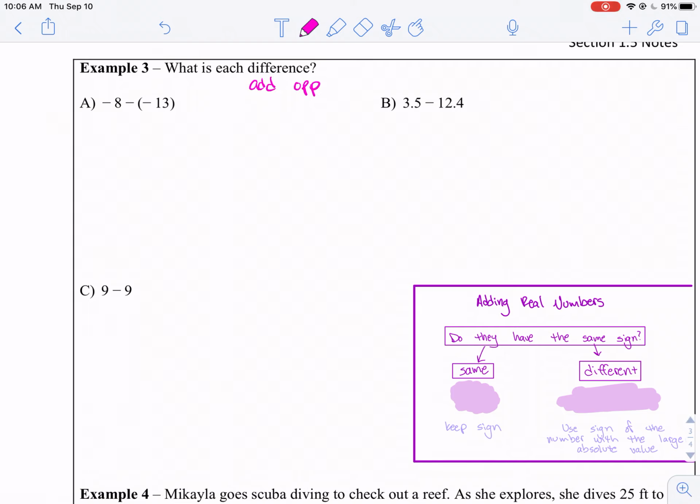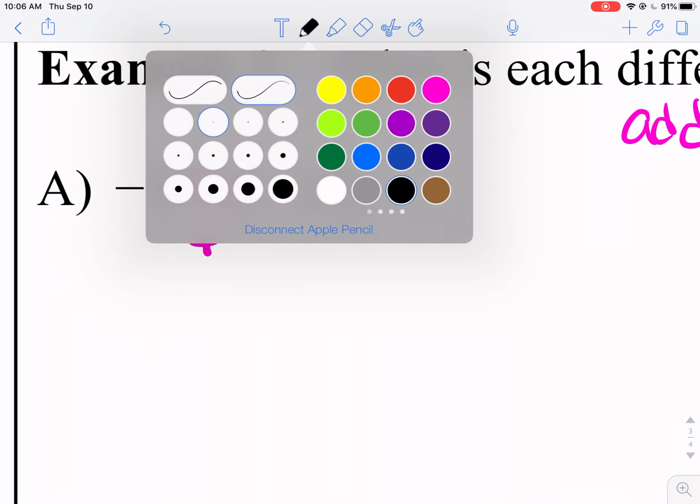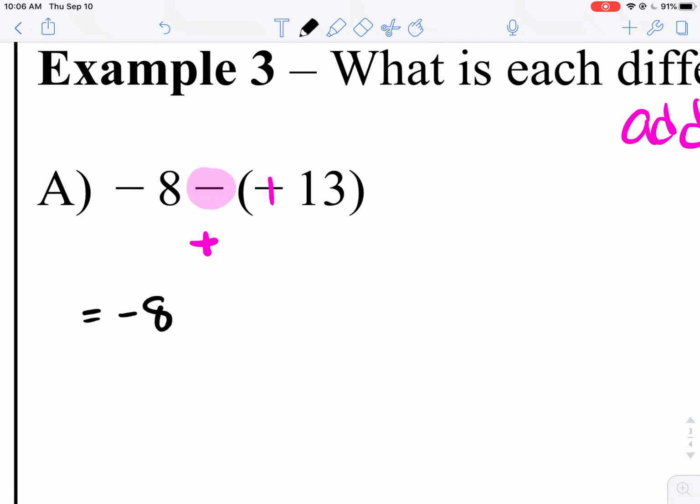So I'm going to set these up for you and then I'm going to let you go. So remember, subtraction, we're going to change all of our subtracting signs to adding the opposite. So this is plus and then make this a negative. But it's already negative, so that'll actually become positive. So this is the same thing as negative 8 plus a positive 13.